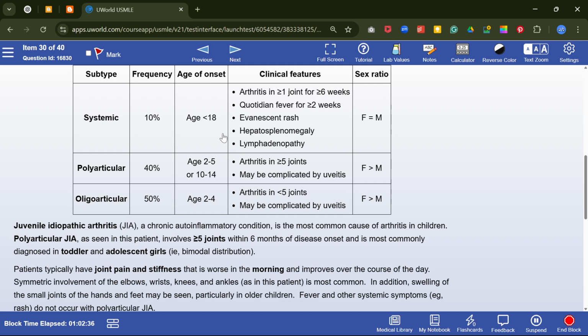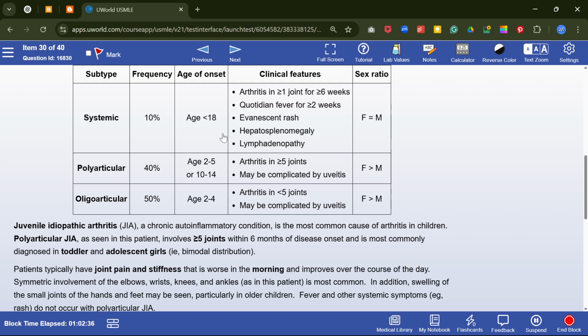Systemic JIA frequency is 10%, age of onset less than 18. There are some clinical criteria: arthritis in one or more joints for 6 weeks, quotidian fever for 2 weeks, evanescent rash, hepatosplenomegaly, and lymphadenopathy. Evanescent means maybe a salmon pink color of rash.